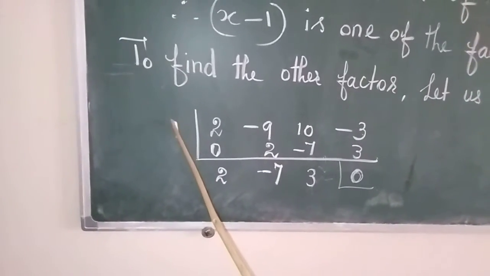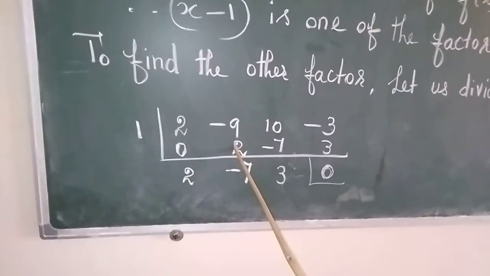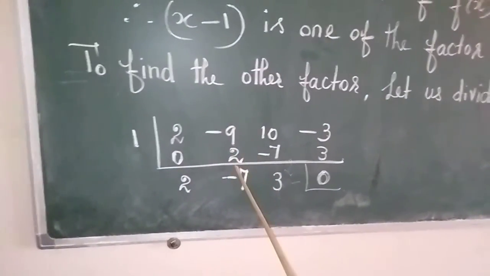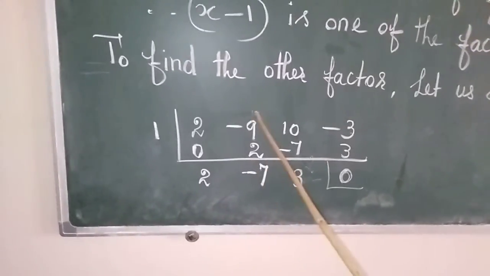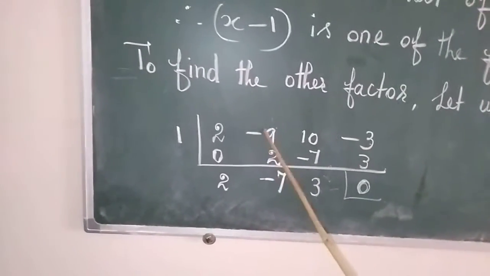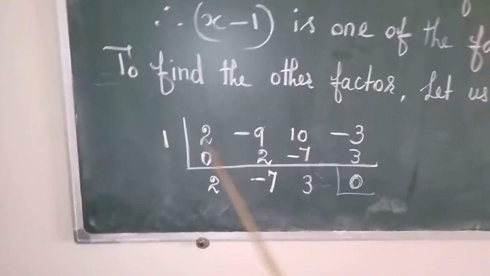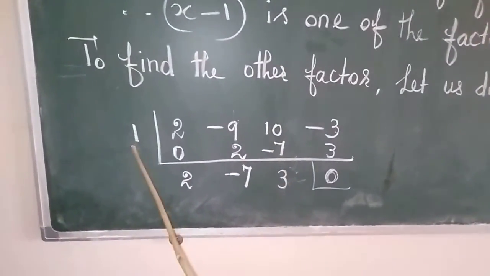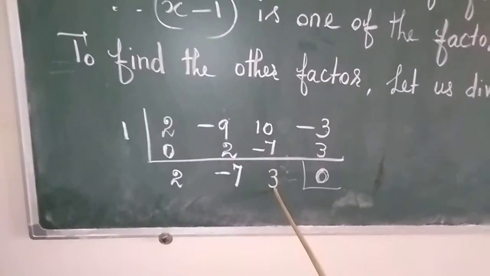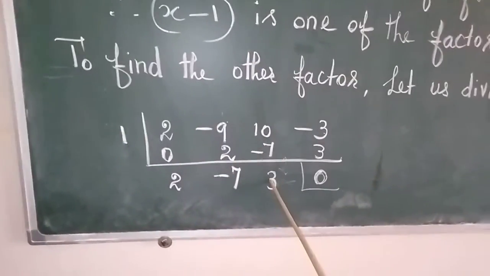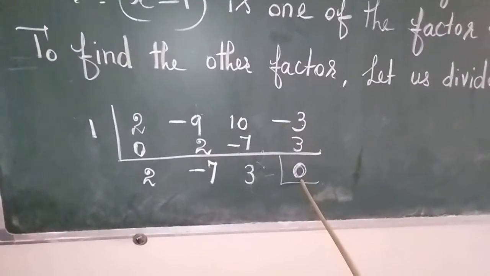Next you have to multiply. 1 into 2 is a 2, and you have to write it here. Now we have to add these two. Both are having different signs. Subtract and put the larger number's sign. So 9 minus 2 is a 7. 9 is having the minus sign, so minus 7. Next you have to multiply and put it here. 1 into minus 7 is minus 7. Now 10 minus 7 is a 3. Next you have to multiply 1 into 3, that is 3. Now minus 3 plus 3 will become 0.